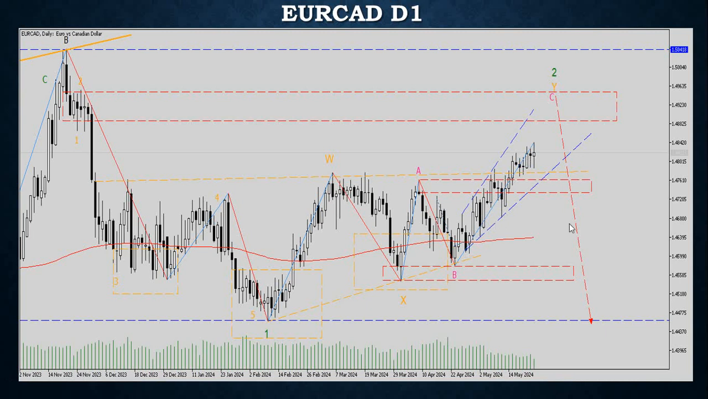It seems like it's going to be completed as the expanding diagonal impulsive move. Okay, so as you can see here, this is the triangular formation in the impulsive move. So for me, this wave C is going to be completed as the expanding diagonal impulsive move.